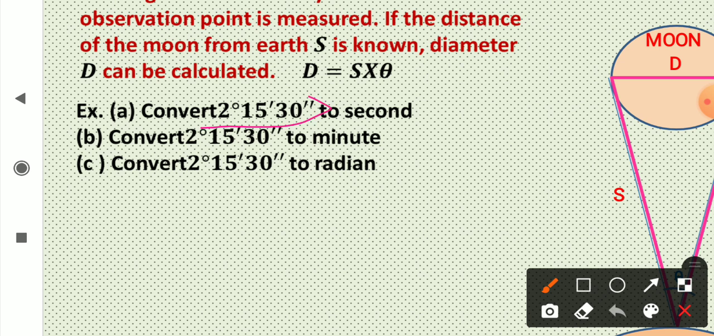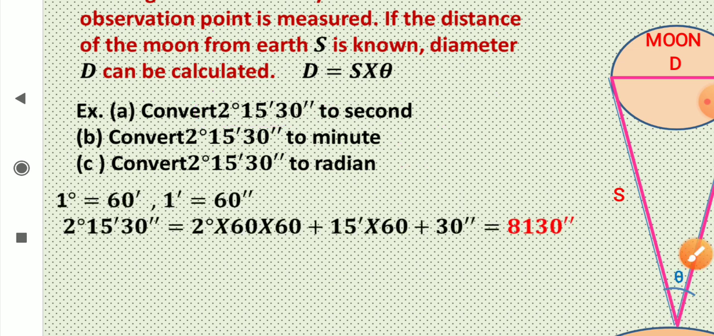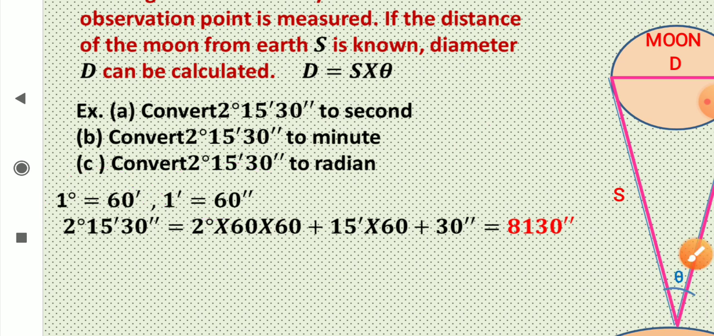Convert 2 degree, 15 minute and 30 second to second. Convert the same to minute and convert the same to radian. So let's do them one by one. And before I start, you can have a look. You know that 1 degree is equal to 60 minute and 1 minute is equal to 60 second. See, this single prime is minute and double prime is second.